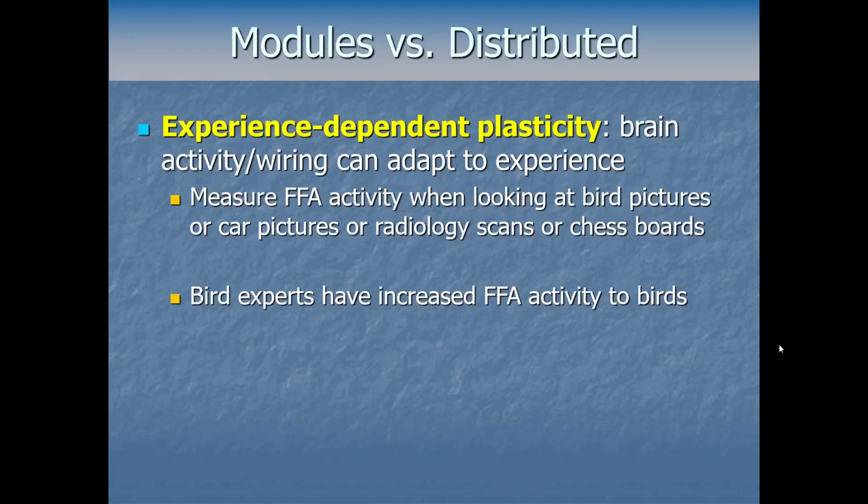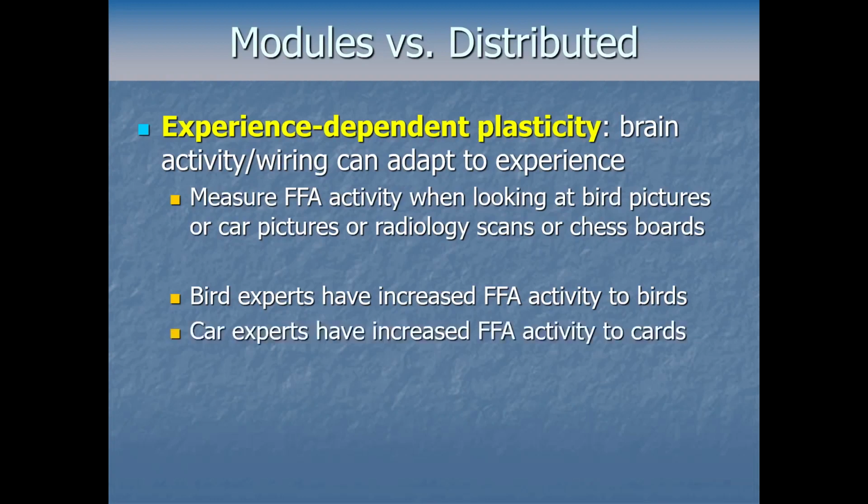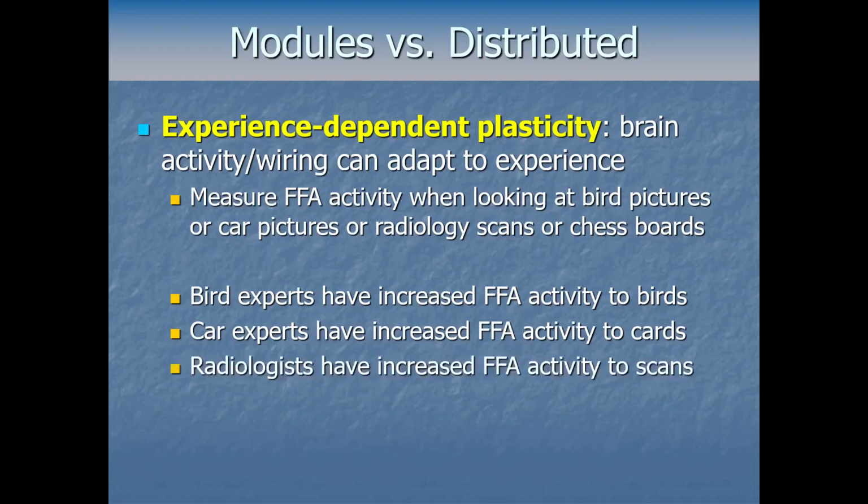Except, it turns out, if you measure a bird expert, someone who's a bird watcher or an ornithologist, they have increased FFA activity when looking at birds relative to control subjects who haven't worked with birds their whole lives. Car experts, so someone who's a mechanic, have increased FFA activity to cars, someone who's worked with them their whole lives. They actually have FFA activity going on when they're looking at cars, which certainly aren't faces, but it's just visual recognition expertise, right? Radiologists who spend their whole lives looking at these scans, making slight visual distinctions between this scan or this scan to pick out a tumor, they have the fusiform face area going off when they look at scans.